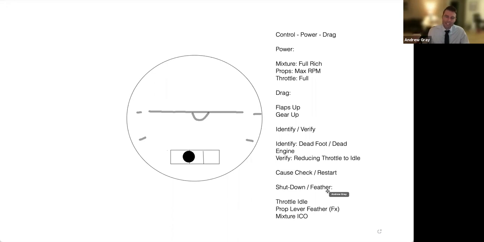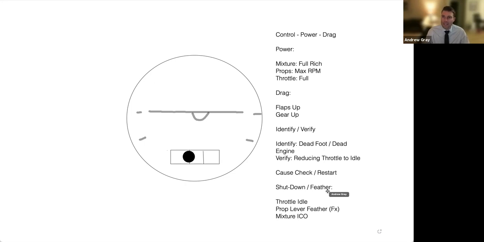your go around. Obviously don't bring both throttles to full, right? We've got to keep one down for the purpose of the exercise. So don't rush to push both up, but keep the remaining one there. So you're just confirming everything is where it should be. And then you want to confirm, okay, flaps up, gear up, identify, dead foot, dead engine, whatever it happens to be, that's my failed engine. Verify, confirm the throttle of that engine is to idle.